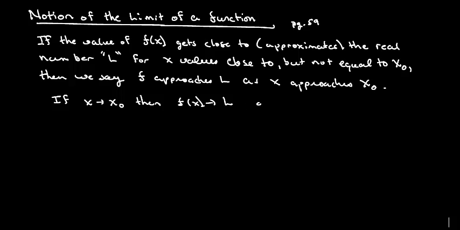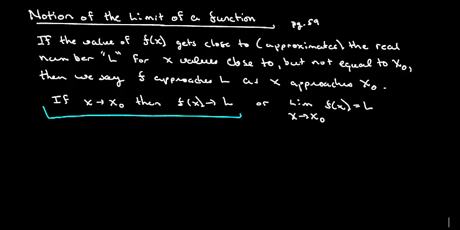The other notation is we say the limit as x approaches x naught of the function f of x is equal to L. So these are two different ways. Here's one way of writing it, and this yellow way is the more common way. Now, what does that mean?